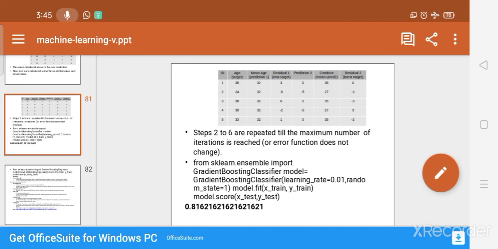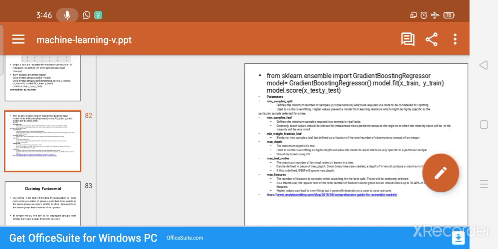Okay, so from sklearn we are importing the gradient boosting classifier model and we are considering the learning rate as 0.01 and random state 1, and we are applying that model on the training data set and we are calculating the score on the testing data set. So that will be 81.62.